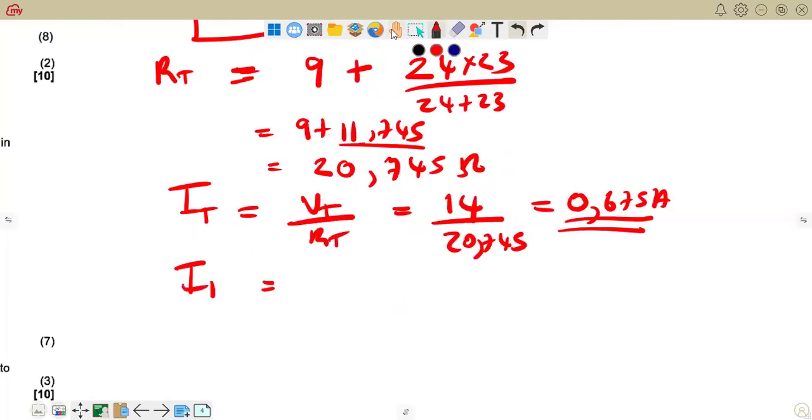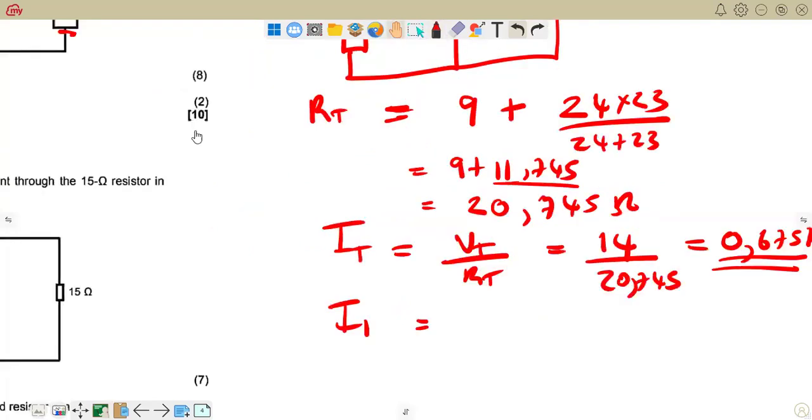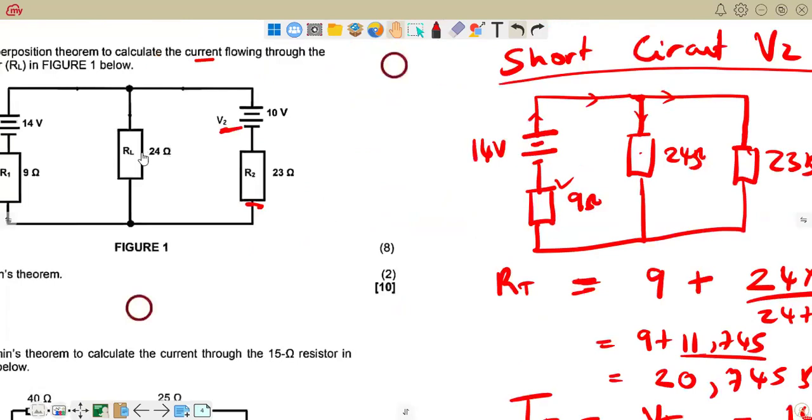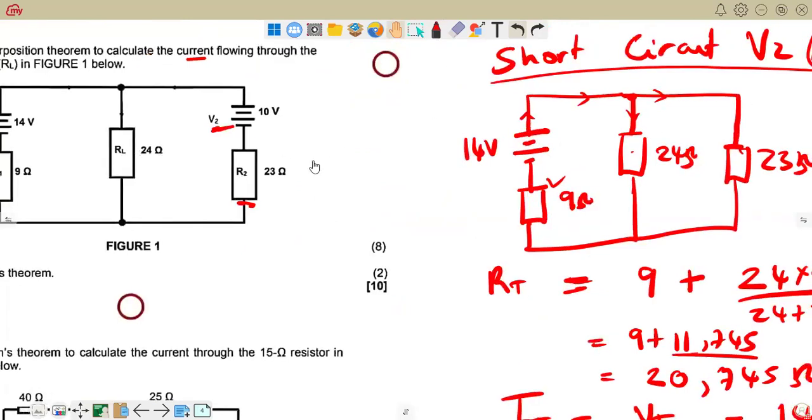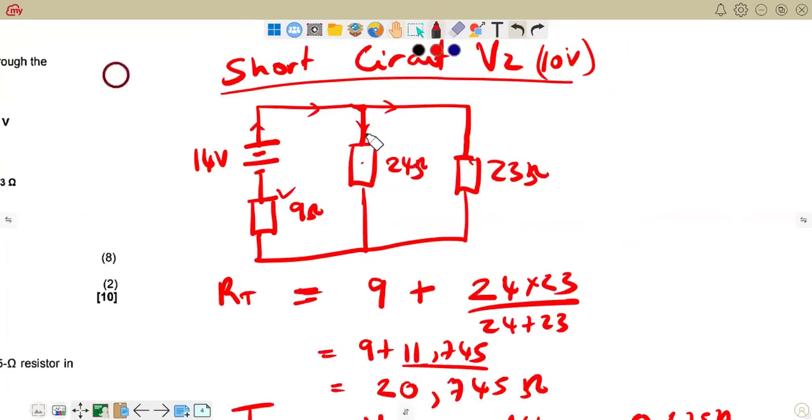Right, the quicker way of doing it is we can just use the current divider rule. What does the current divider rule say? It says, if this is our I1, using the second diagram that I've drawn here, calling this my I1 and this marking my I2. Of course, there is the I total current coming from the supply.